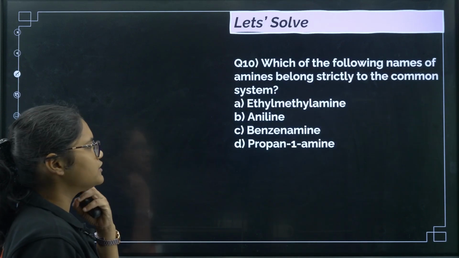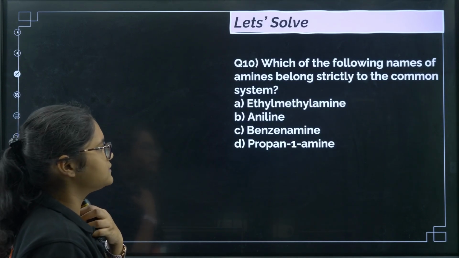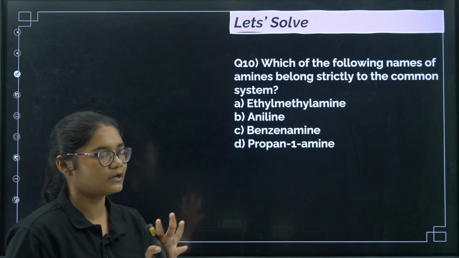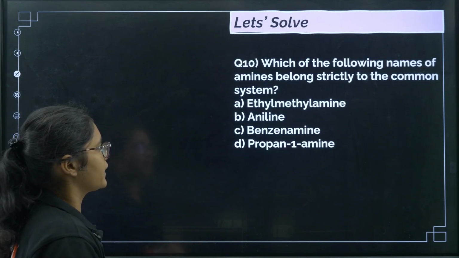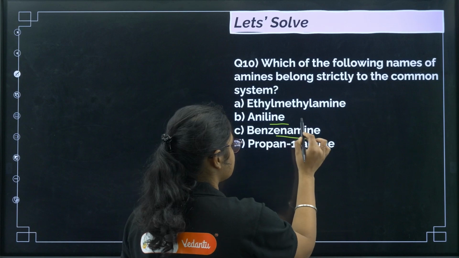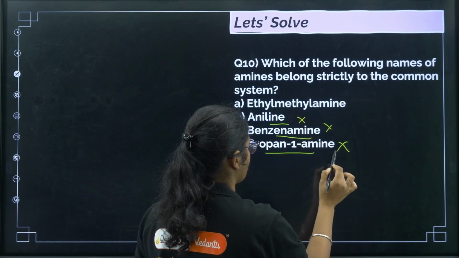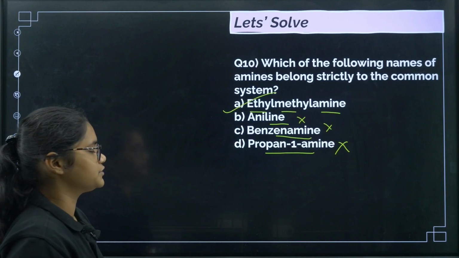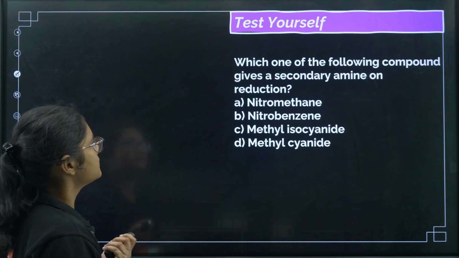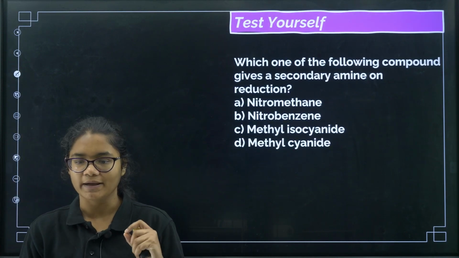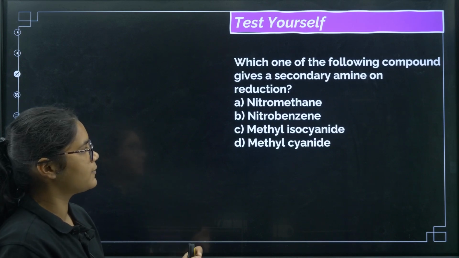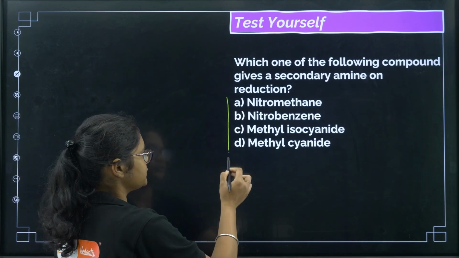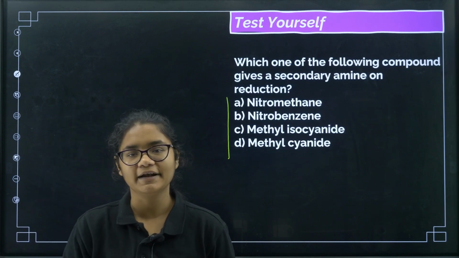Now next one, which of the following names of amines belongs strictly to the common system? Belongs to the common nomenclature. Okay, so benzenamine, aniline, these are all IUPAC names. Propane-1-amine, IUPAC name. Ethyl methyl amine, this is a common name. So the correct answer is option number A here. Okay. So now this is a homework question. Which of the following compounds give a secondary amine on reduction? So just try these options and do not forget to comment down the answers.